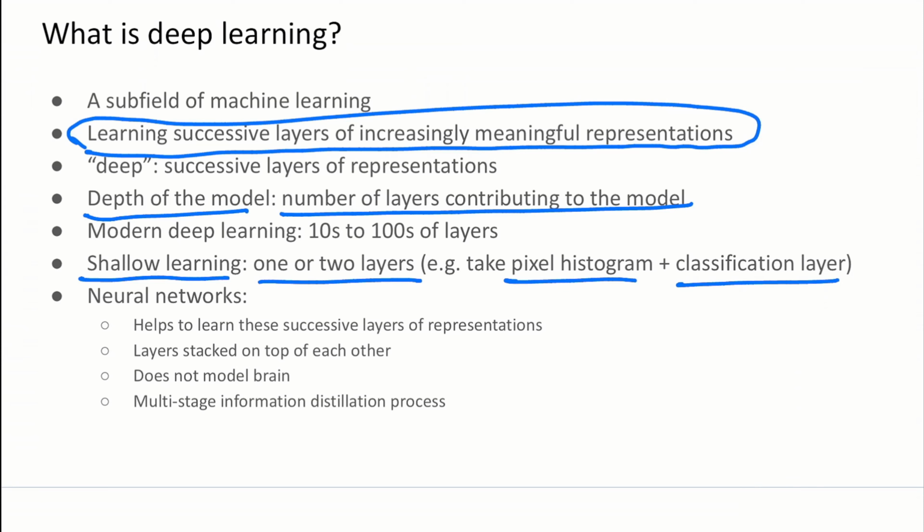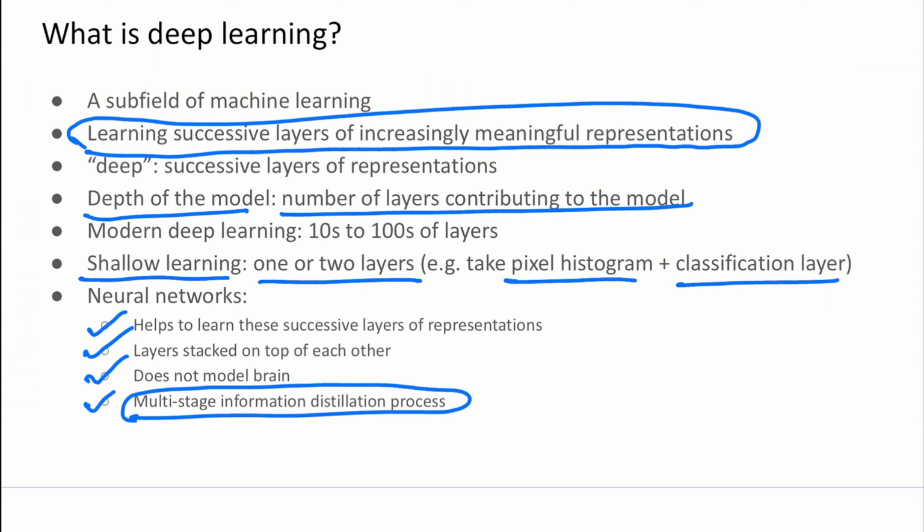Neural networks help to learn these successive layers of representations, and neural networks are stacked on top of each other, and they do not model the brain. I don't know what you have heard online, but they do not model the brain, and that's what the author also mentions in the book. It can be defined as a multi-stage information distillation process. So in every stage, you're distilling some information, and in the end, you are solving a problem.